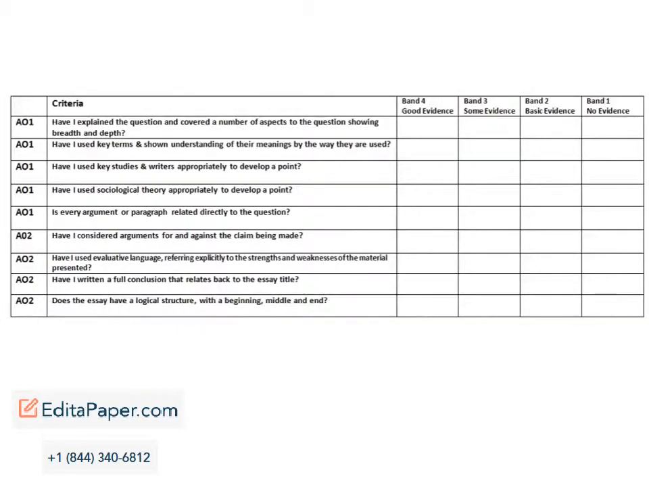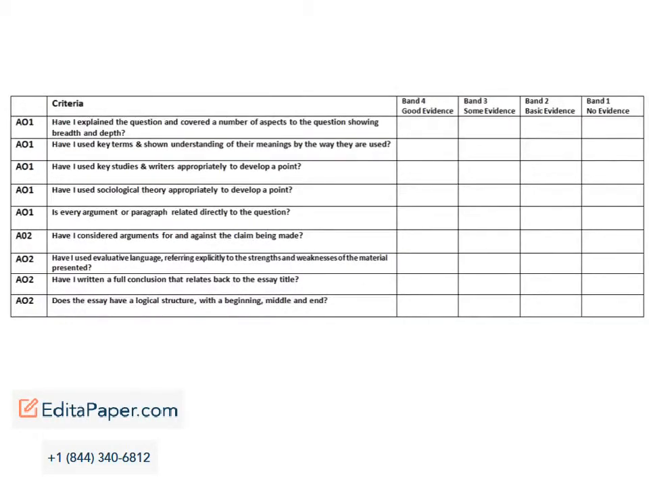So number 1 is to answer the question that is being asked. So make sure that you stick to the question. Number 2 is to make sure that you write your answer in your own words. Number 3 is to make sure that you deploy theory and evidence in an appropriate way. Number 4 is to make sure that you show off the skill of evaluation by asking critical questions of the evidence and theories that you present.